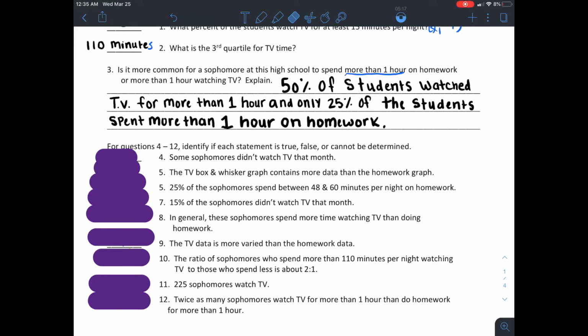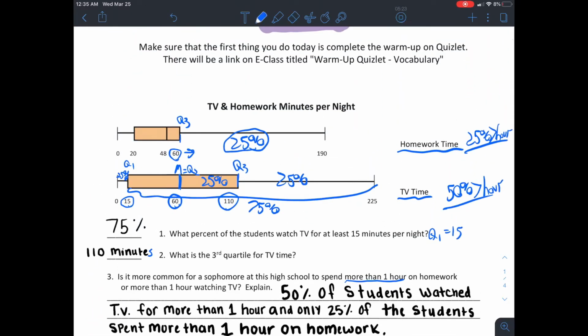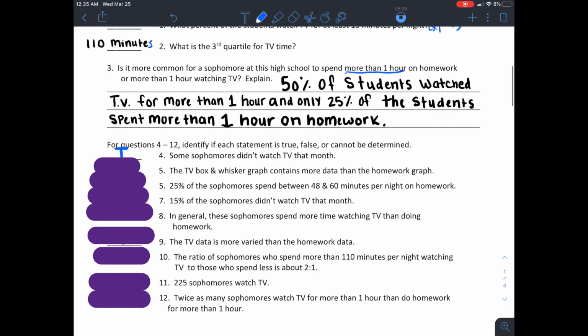Question 4. Some sophomores didn't watch TV that month. Let's go see. TV time, our minimum value is 0. That's included in our data, so it is true that some sophomores didn't watch TV that month. 0 is included in the data. 0 minutes, that is.